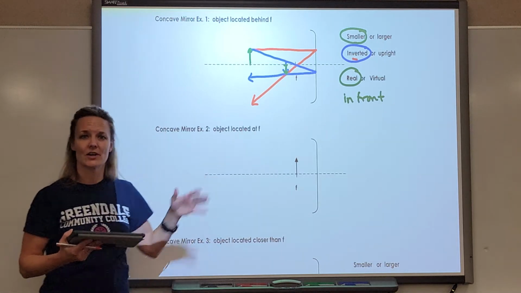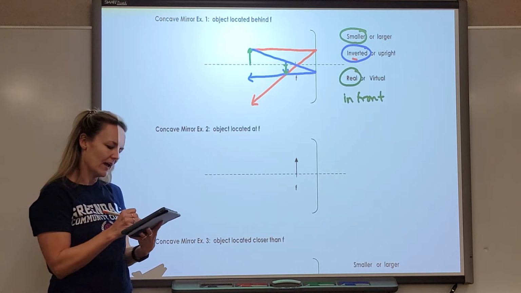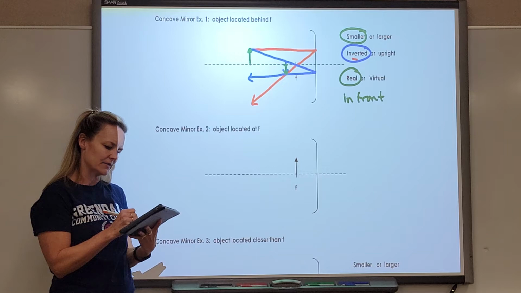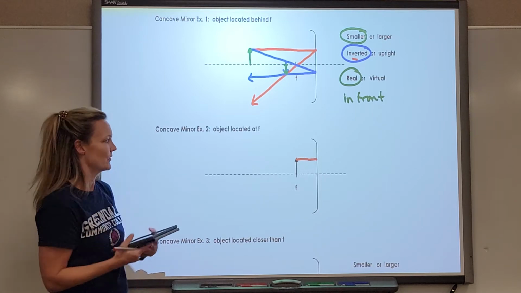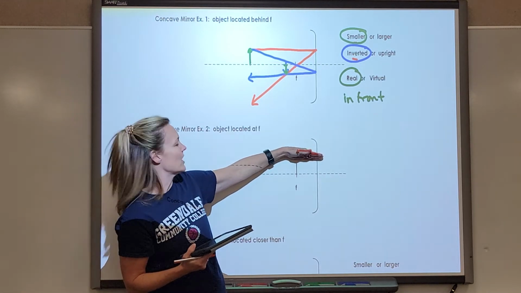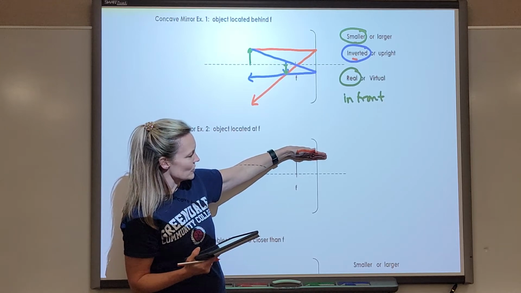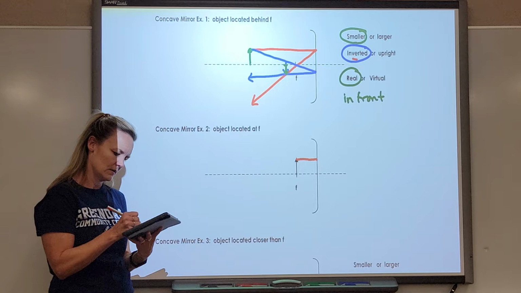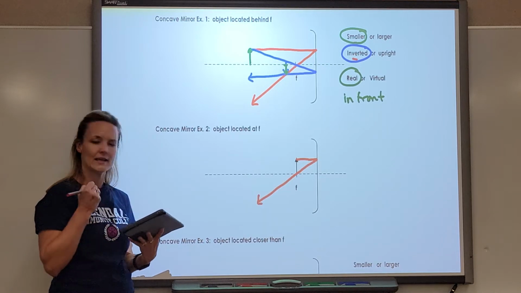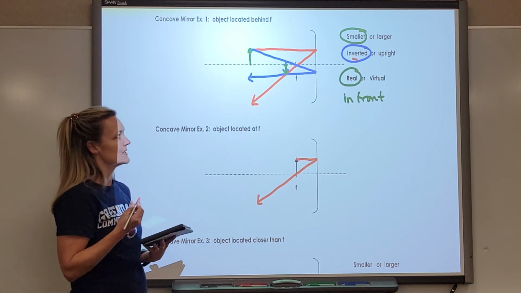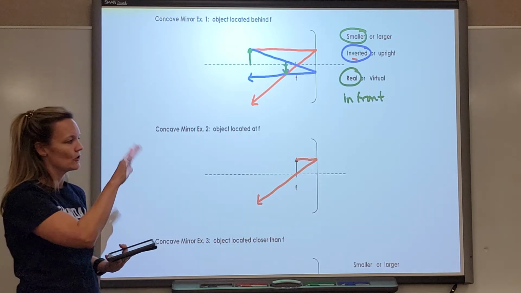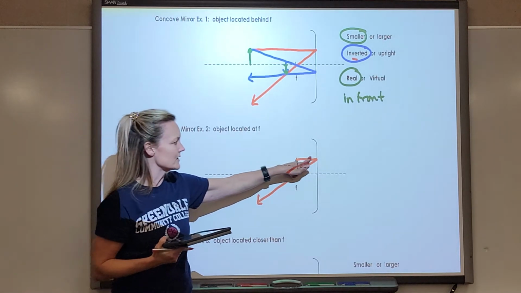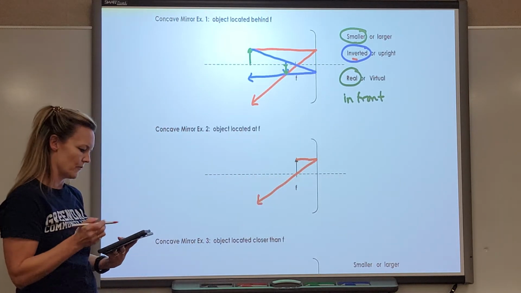Once again, start off the same way. I have my red line, a straight line until I hit the surface of the mirror. Please use your straight edge. Straight line until I hit the surface of the mirror. It then bounces back through the focal point, like that. Right? So same as I started off before, I'm just closer. Straight line until I hit the surface of the mirror, bounces through the focal point.